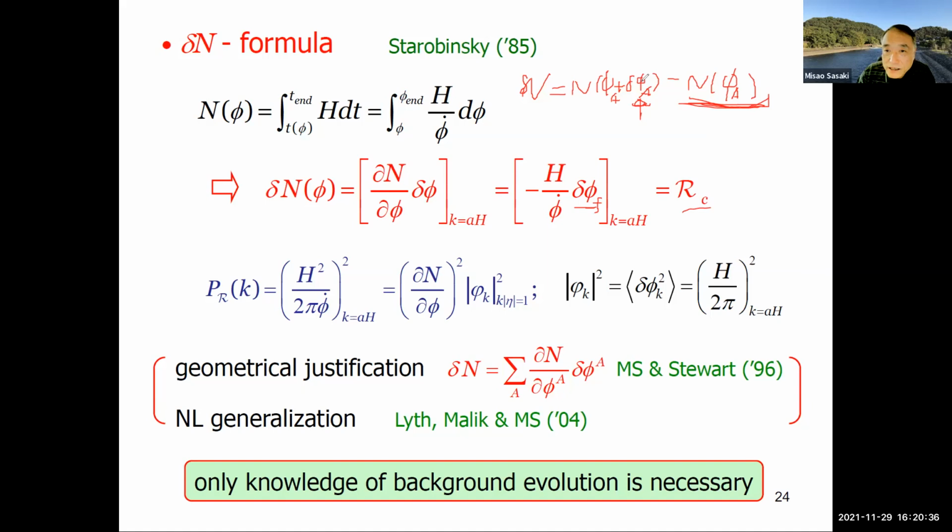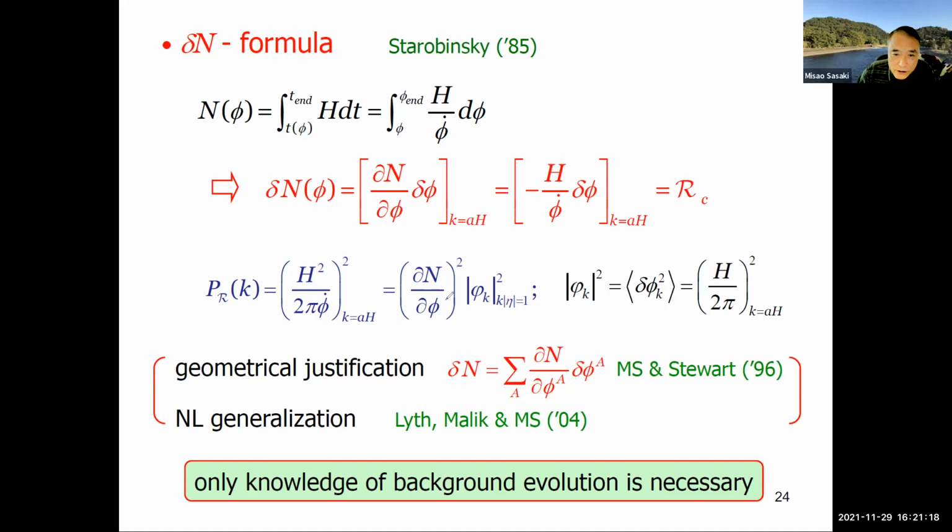So this is the flat slicing delta phi, and if you evaluate that at horizon crossing, then this will be a nonlinear generalization of the curvature perturbation, which can play a very important role when you estimate, for example, some non-Gaussianity or some nonlinear effect in the initial conditions, or maybe primordial black hole formation, for example. Okay, so this is what you obtain.